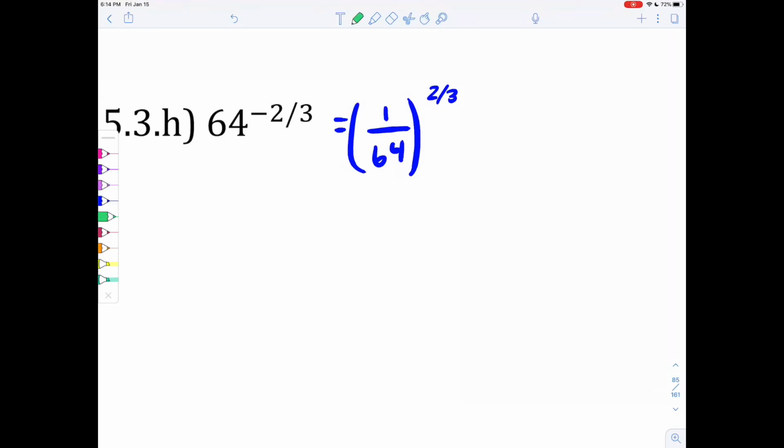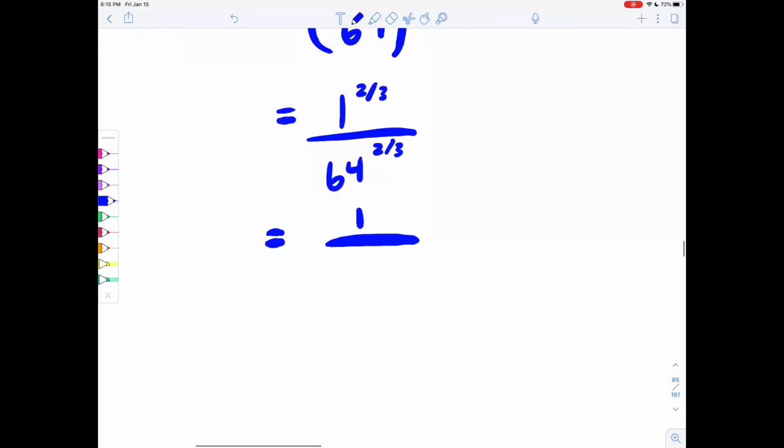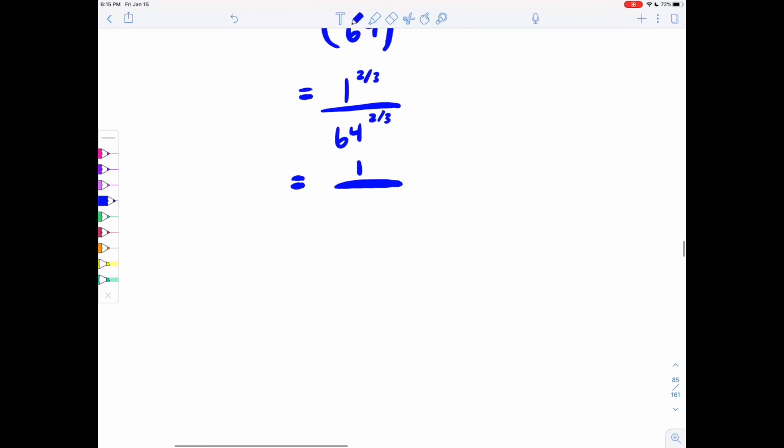Now that we have a positive fractional exponent, this looks a lot like our previous lesson. Just like the quotient law in exponents, our exponent can be applied to both the numerator and the denominator: 1 to the power of 2/3 over 64 to the power of 2/3. 1 to the power of anything is really just 1. So regardless of whether that is a fraction or a whole number, it's not going to change anything, so we can just indicate that numerator as 1. Now 64 to the power of 2/3, well, you know what?